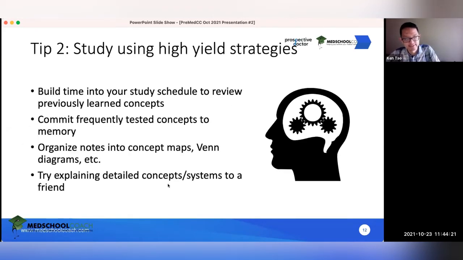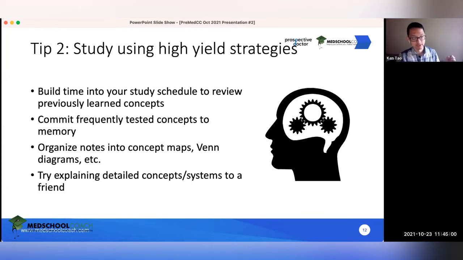Tip number 2, study using high yield strategies. So when you're studying for the BioChem section, there's a lot of content that you need to learn and review. And you also need to be able to synthesize them together. When you put together a study schedule, you don't want to just keep moving forward. If you just keep reviewing and learning new science content, it can potentially get you in trouble where you forget some of the previous science content that you've learned. So when you build your study schedule, you want to build in time to review those previous concepts that you've learned. And in doing so, it's going to help you memorize those concepts for the exam.